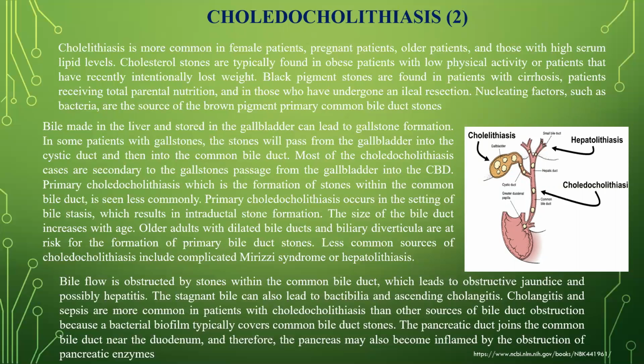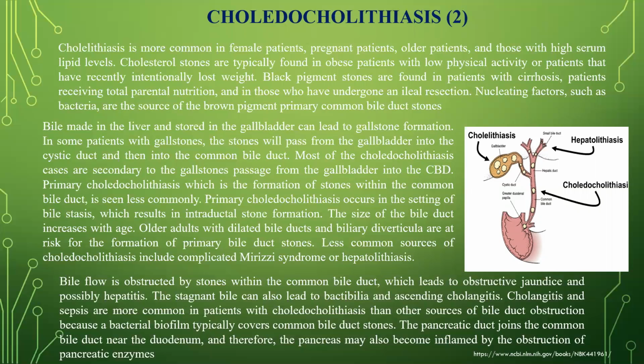Black pigment stones are found in patients with cirrhosis, patients receiving total parenteral nutrition, and in those who have undergone ileal resection. Nucleating factors such as bacteria are the source of the brown pigment primary common bile duct stones.